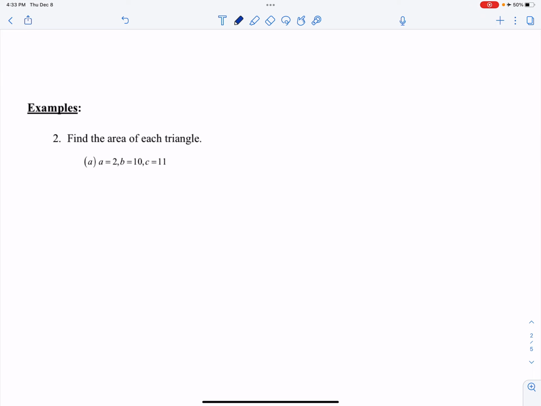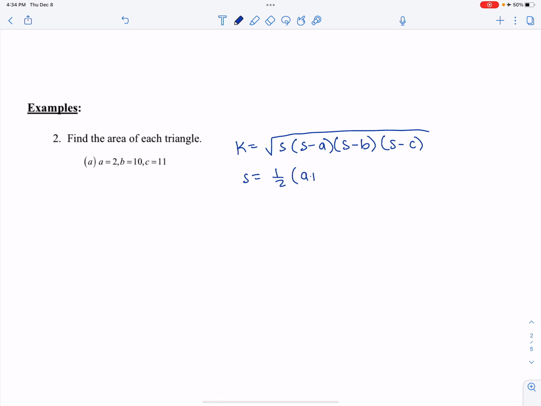Okay, now let's find the area of each triangle. In this case, we have 3 sides, so we're going to use the side, side, side formula that we've been given. That formula being the square root of S times S minus side A times S minus side B times S minus side C, and S is 1/2 of the sum of all of our sides.